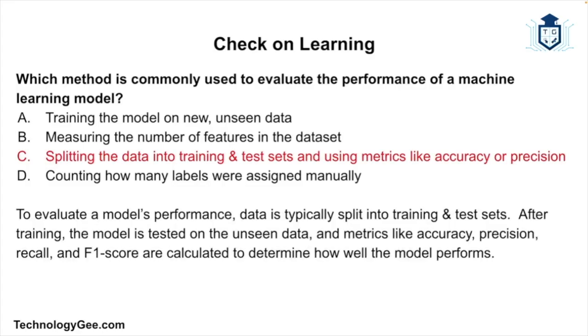And the correct answer is splitting the data into training and test sets and using metrics like accuracy or precision. So, to evaluate a model's performance, data is typically split into training and test sets. After training, the model is tested on the unseen data, and metrics like accuracy, precision, recall, and the F1 score are calculated to determine how well the model performs.